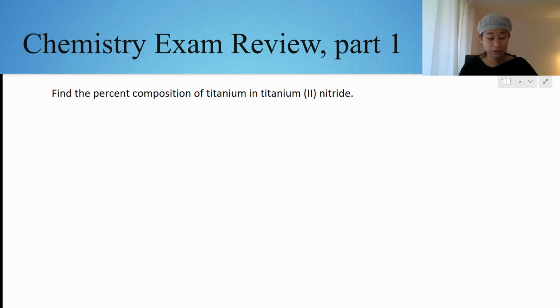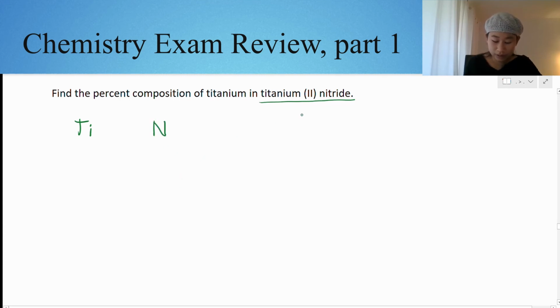Find the percent composition of titanium in titanium(II) nitride. Alright, so this is why naming is important, because for titanium(II) nitride, we need to know the formula of that. So titanium is represented by Ti, and nitride we know is referring to nitrogen. Now we know that nitrogen has an ionic charge of -3, and titanium, it tells us in this Roman numeral, has a +2 charge.